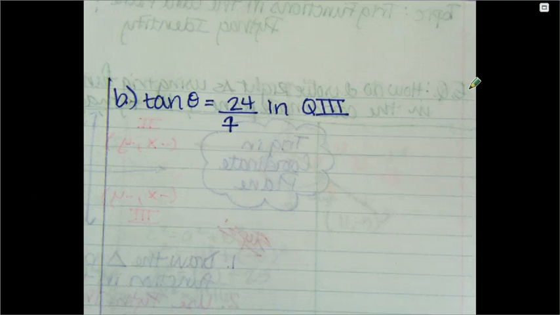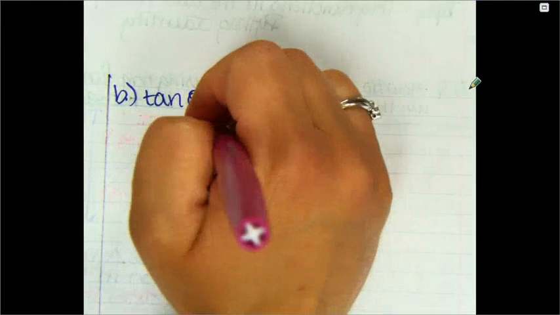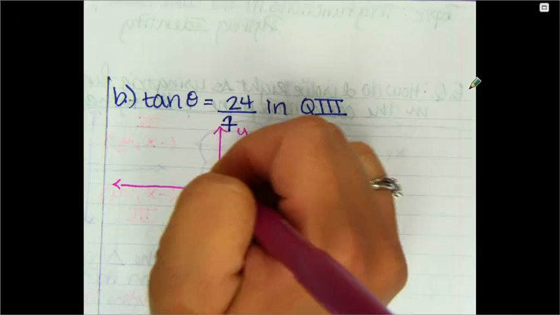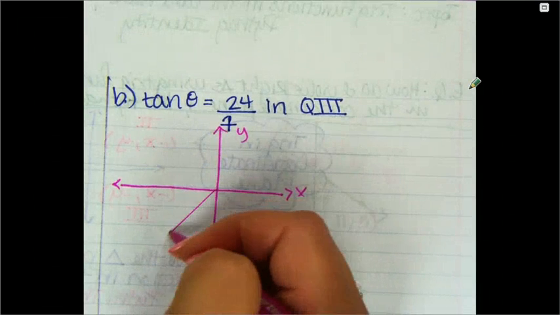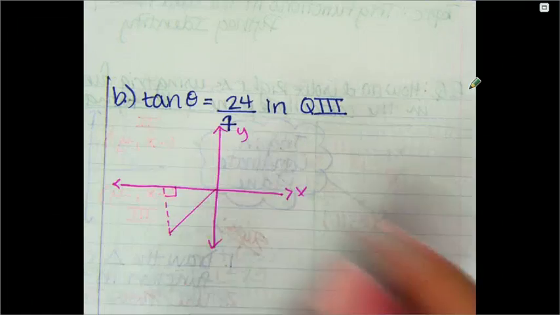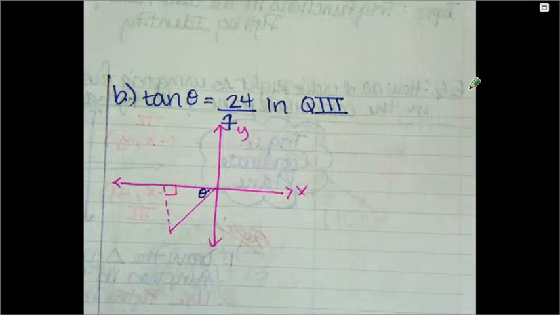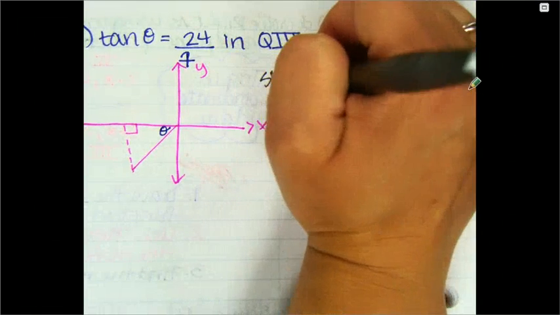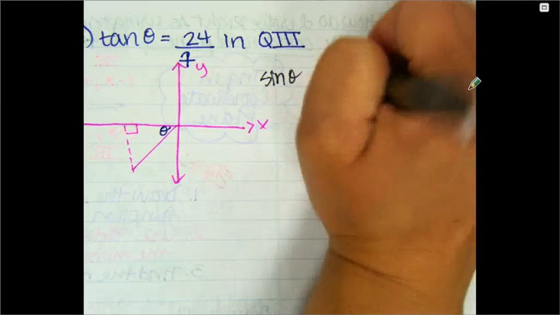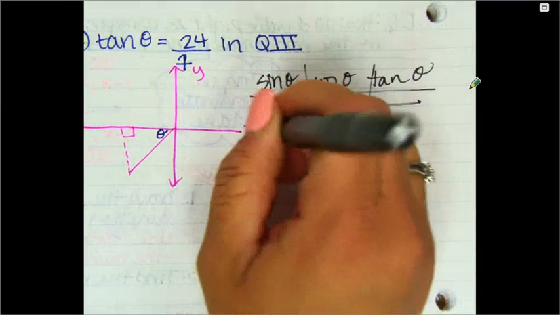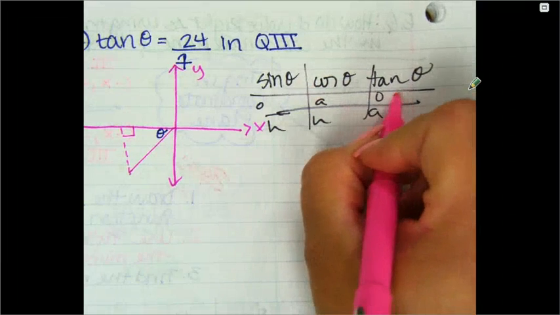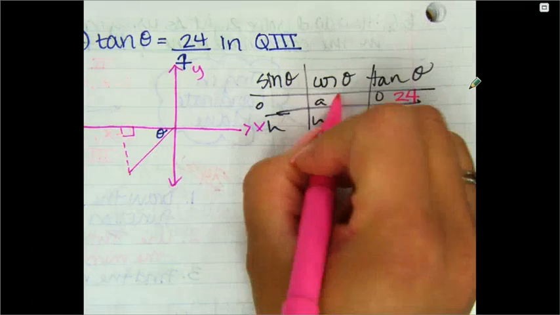Alright, you should have your quadrants, your coordinate plane, and you should have a triangle. What quadrant are we in? Third. Should look something like this. I should see theta inside. Then I should have this lovely little chart, to make my life easy: sine theta, cosine theta, tangent theta. Opposite is what? 24. Adjacent is what? 7.